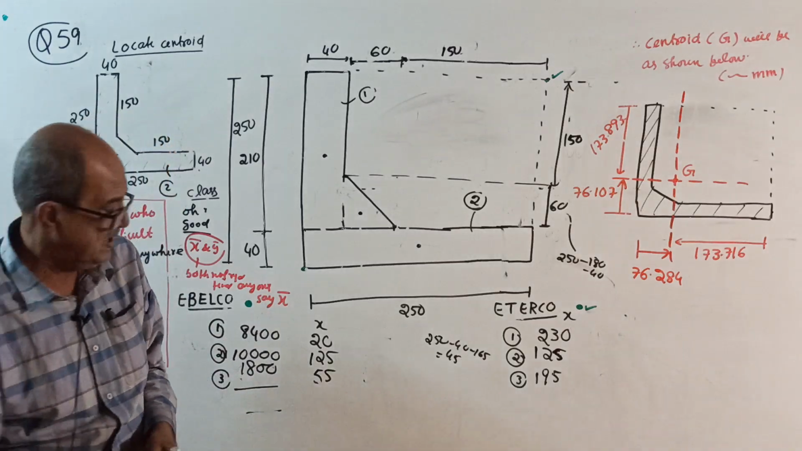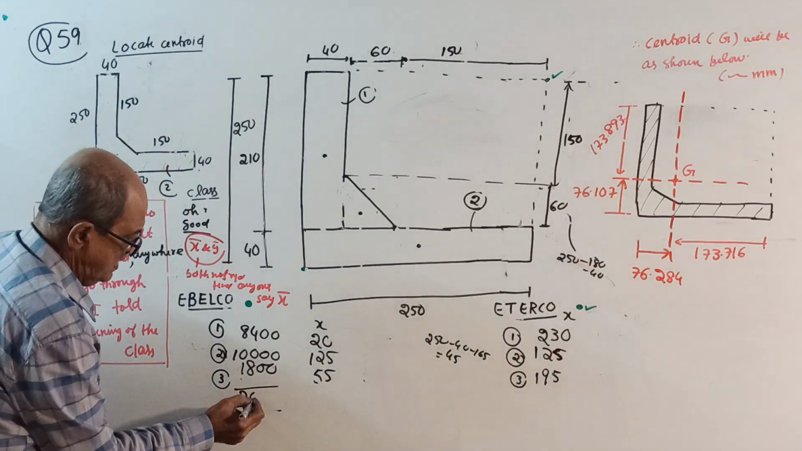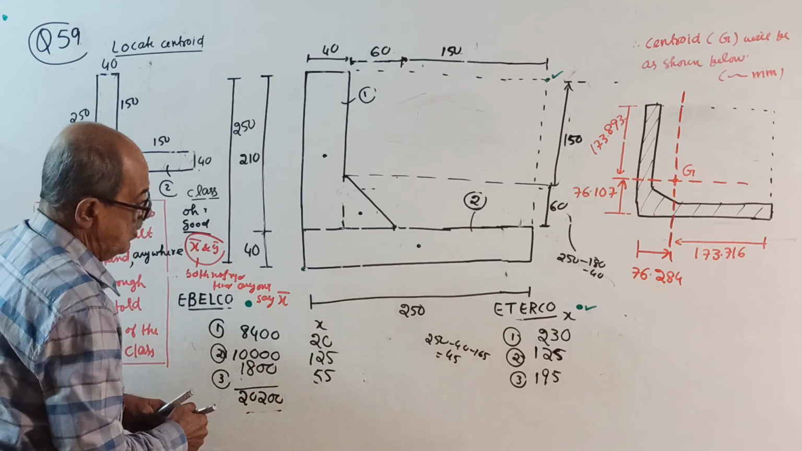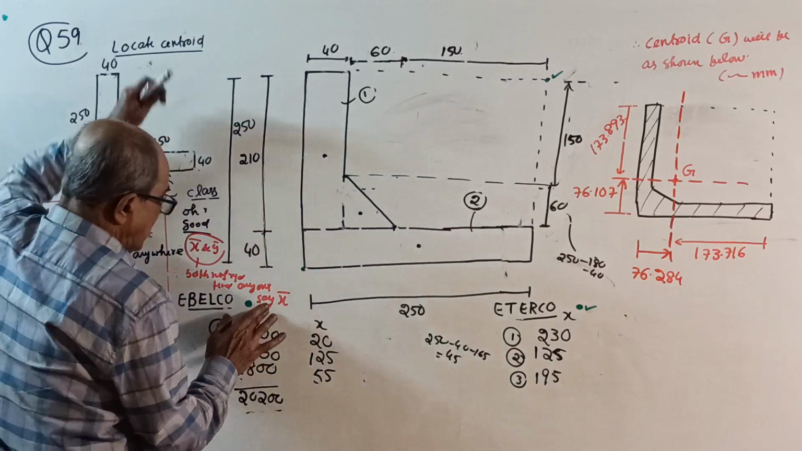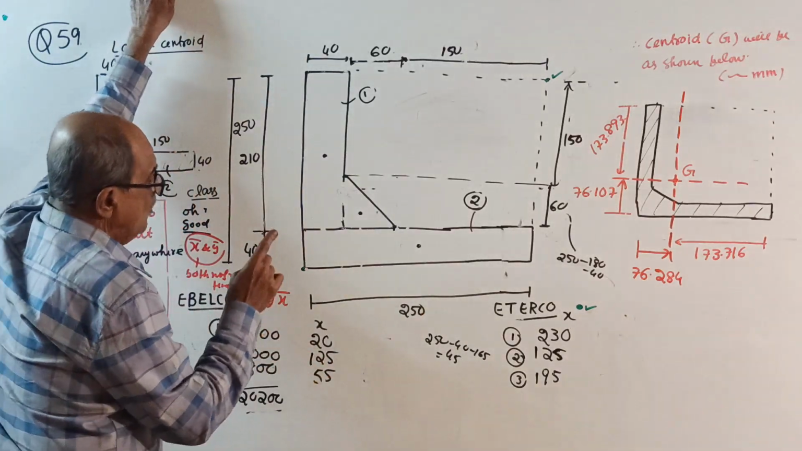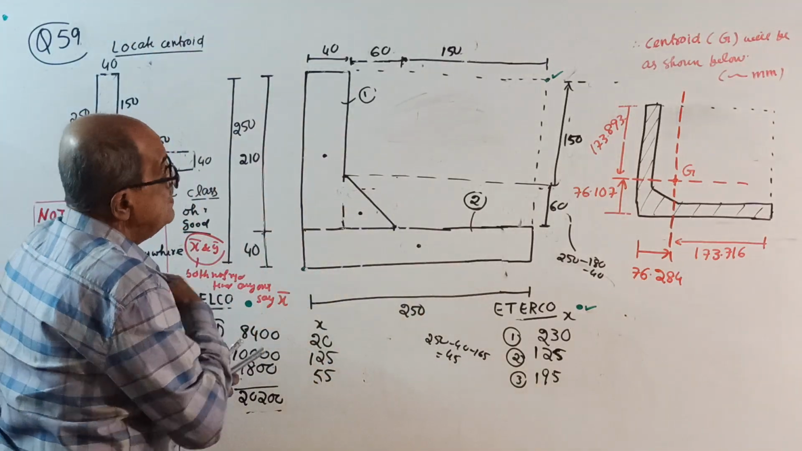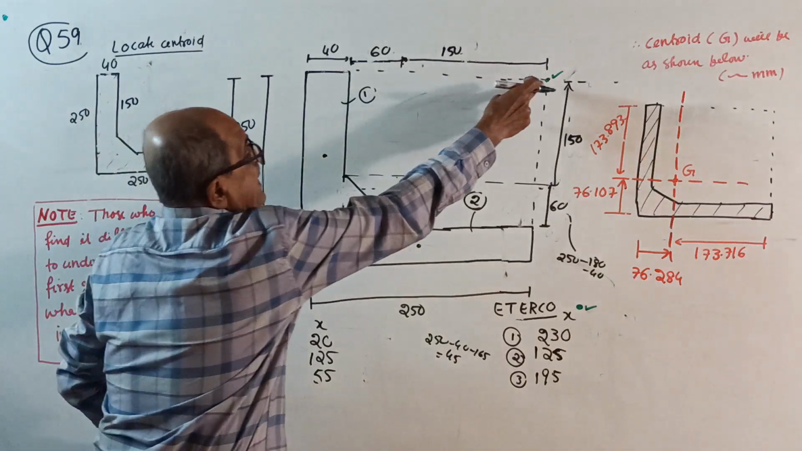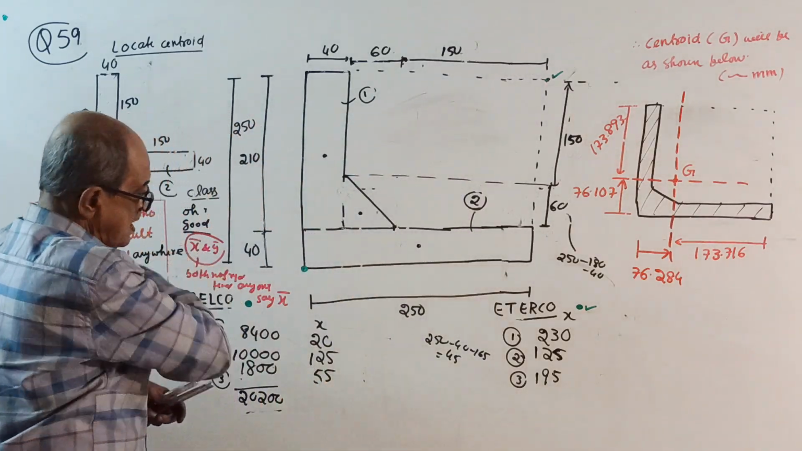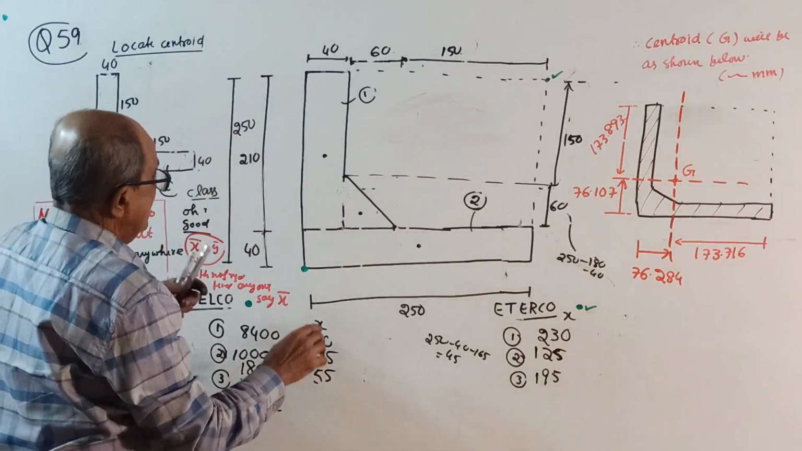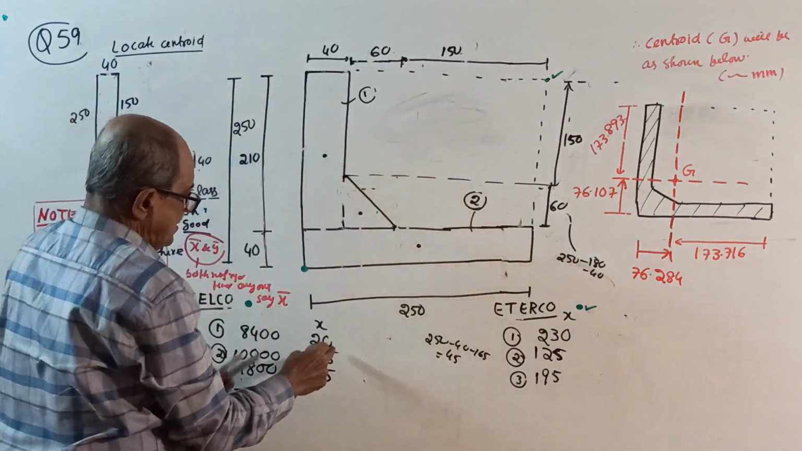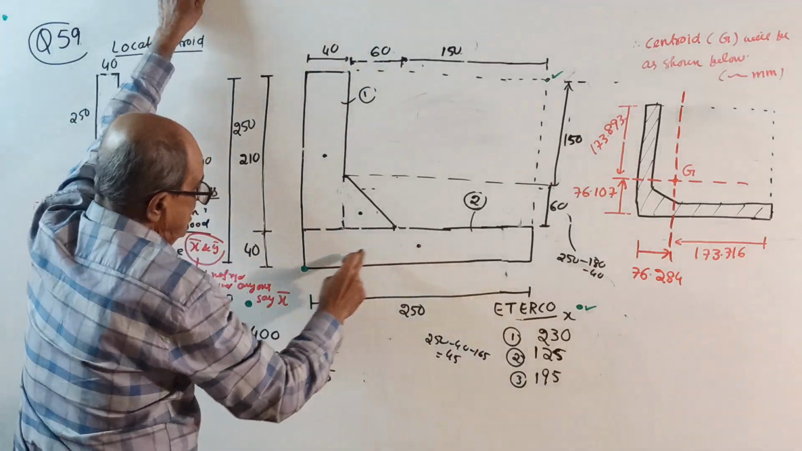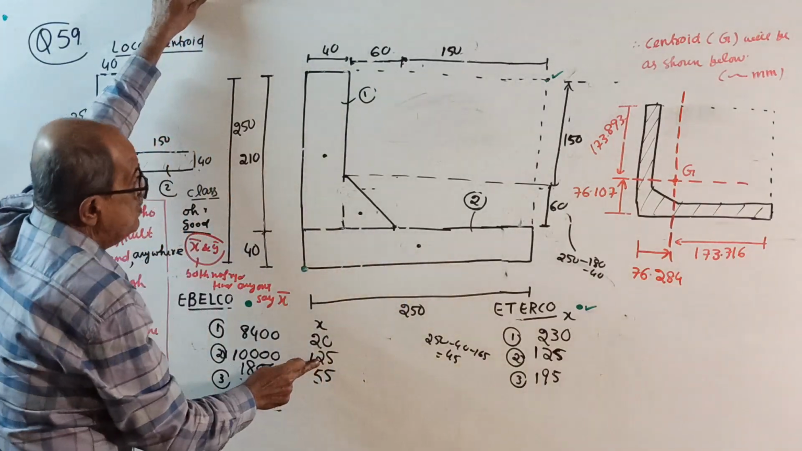20,200. Total area is 20,200. Now, I told you x bar and y bar both are not required. Only x is sufficient. Okay, start. X1, half of 40, is 20. X2, half of 250, is 125.